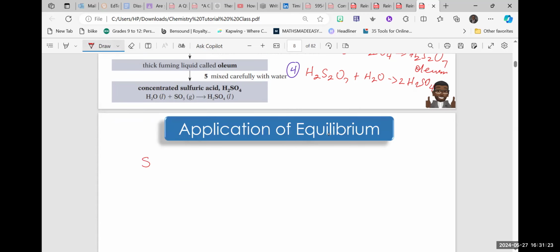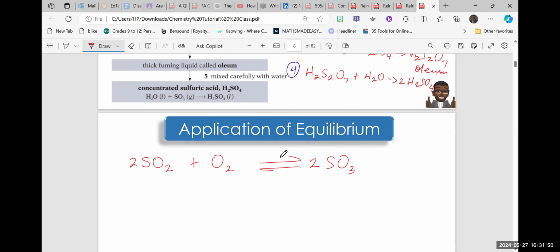So what is the equilibrium state? The equilibrium reaction: SO2 plus O2 to form 2SO3. So we can balance the equation with a 2 here. Yeah, I think it's balanced, right? So they could ask you several questions underneath this reaction about the conditions for this.